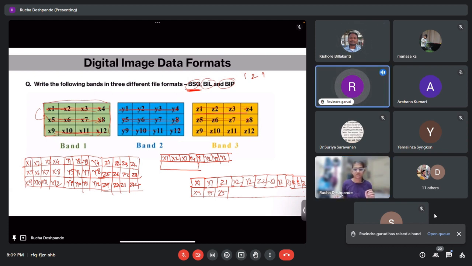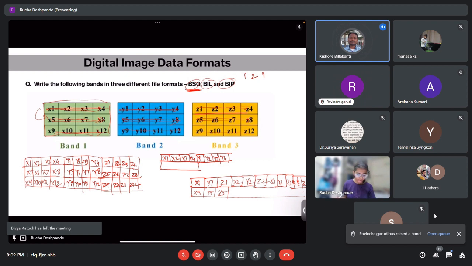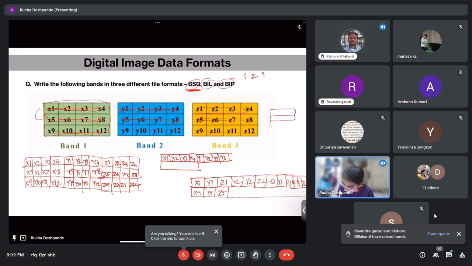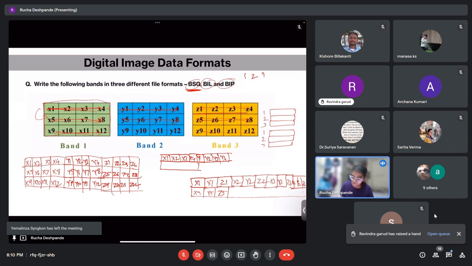No, I wanted to know the way you represented BSQ and BIL. Are they same? Yeah, see, this is just a way of representation, but when the file is being read in the system, it will be read differently. Overall presentation is similar. See, BIL, you can write it like this also. First line, second line, third line. Then band 1, band 2, band 3, band 1, band 2, band 3, and so on.